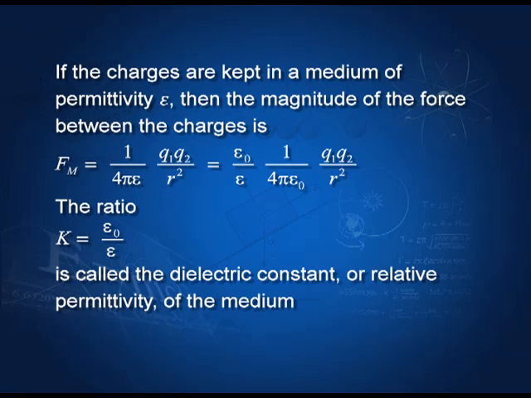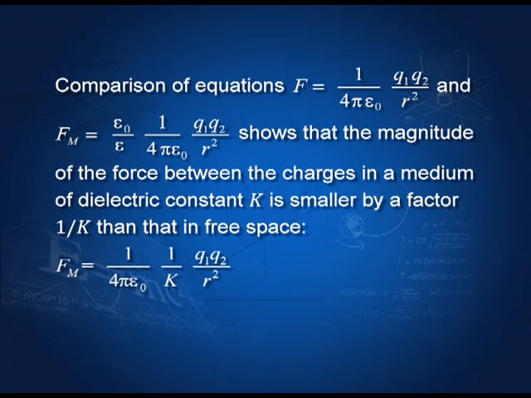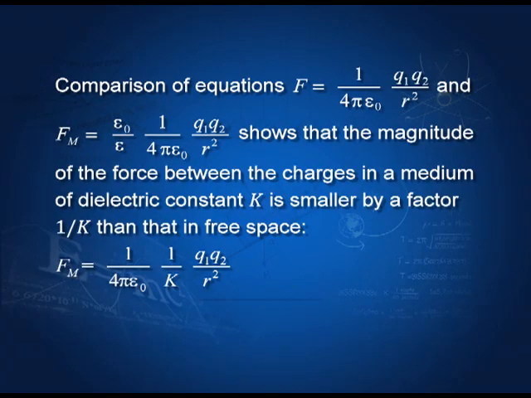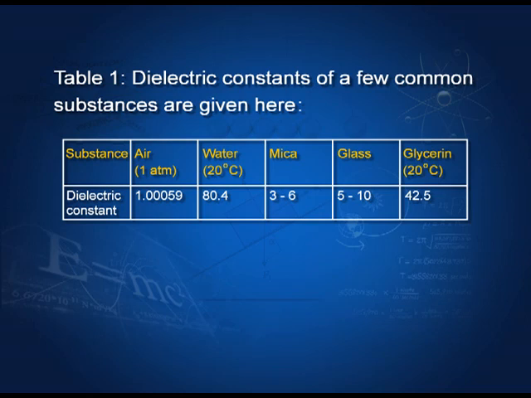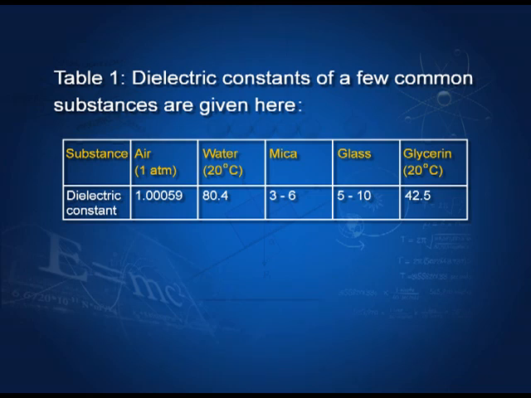You see, this is only the magnitude. We shall see later that the force is actually a vector, how to write it in the vector form. But you can see that this F is in vacuum, this F is in the medium, and you can see that force in the medium is 1 by K times the force between charges in vacuum. That is, if you go to a medium of dielectric constant K, then the force decreases as 1 by K. Here I give you just some information, dielectric constants of a few common substances. So, common substances: air, K is 1.00059, water K is 80.4, mica between 3 and 6, glass between 5 and 10, and glycerine 42.5.